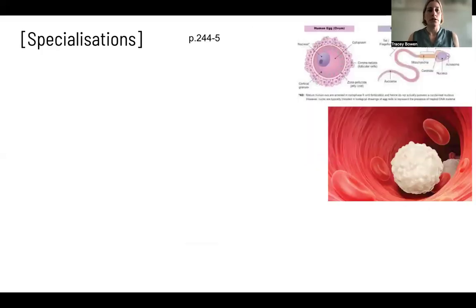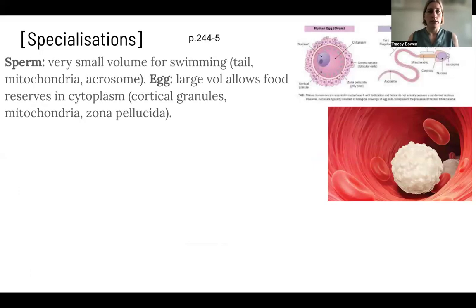So different cells are specialized in different ways. So for example, sperms and eggs. Sperms have very small volumes for effective swimming. And they also have a tail that allows them to swim. They have a lot of mitochondria, so they have the energy for swimming. And then they also have an acrosome, which is the top of the sperm that actually creates enzymes that will digest into the egg.